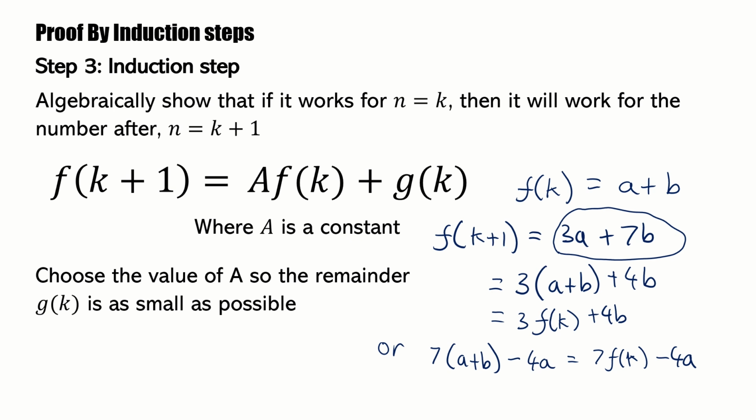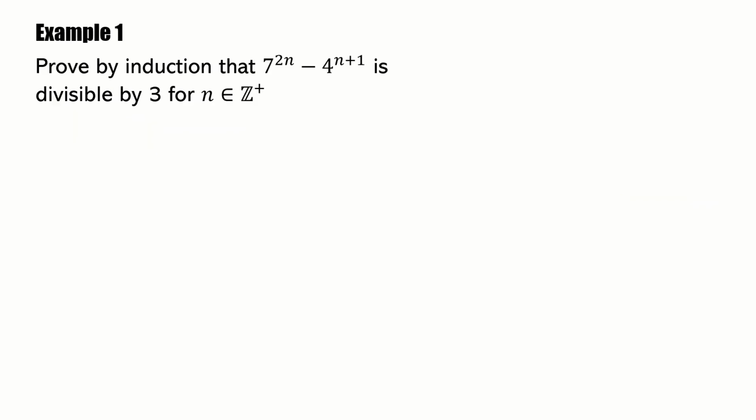So there you go. Those are the sort of things we're looking for when we're trying to split f of k plus 1 up. And once you've done the f of k plus 1 stage, the final stage you'll have to do is, as always for proof by induction, the conclusion. That's the bit that doesn't really change at all. You just have to remember the wording and actually remember to write it out. Let's take a look at an example to put this properly into practice.